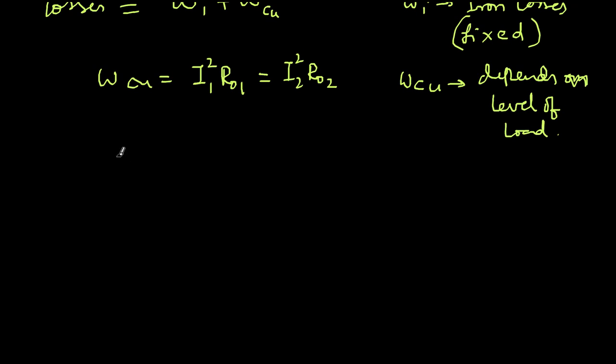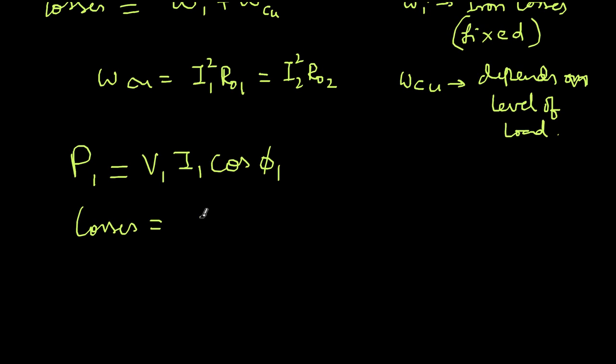At what level of loading? So now what is the input power? P1 is nothing but V1 I1 cos phi 1. So this is the input power. Now what are the losses? Losses is nothing but I1 square R01 plus Wi. So I have the losses and I have the value for P1. Based on this, I can calculate the efficiency of the transformer.